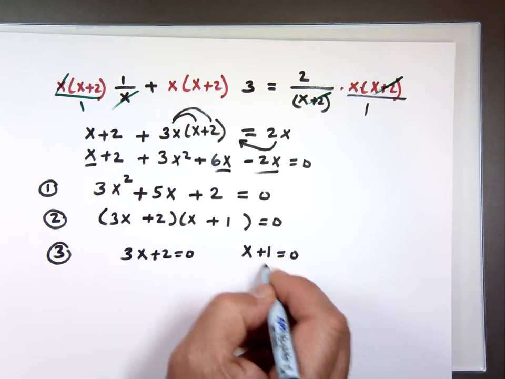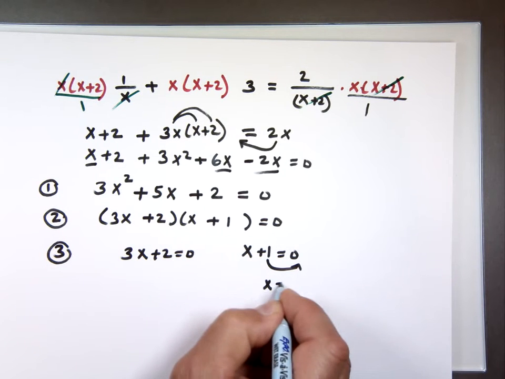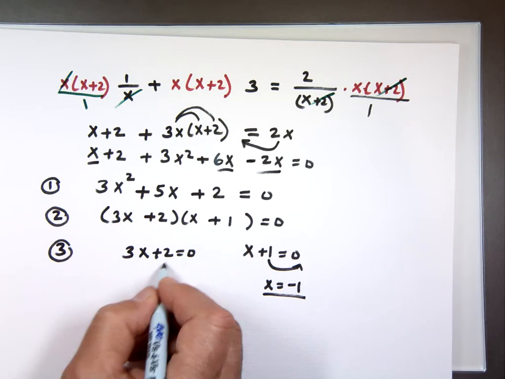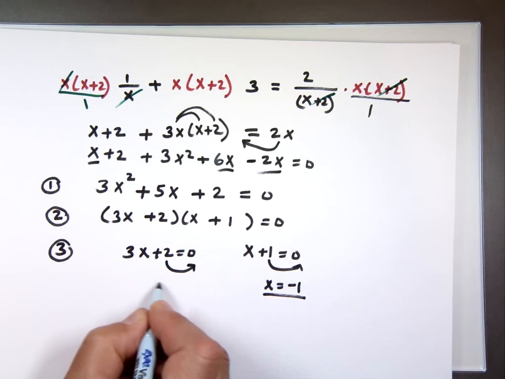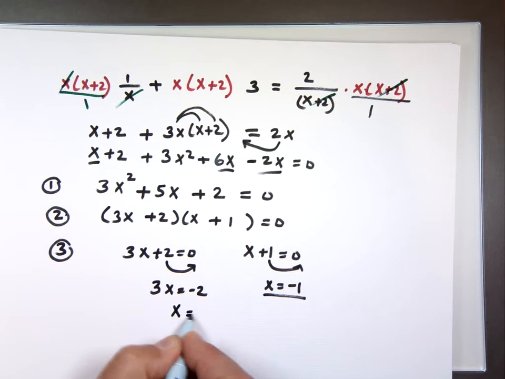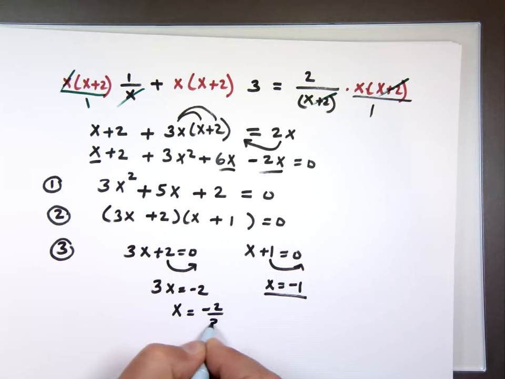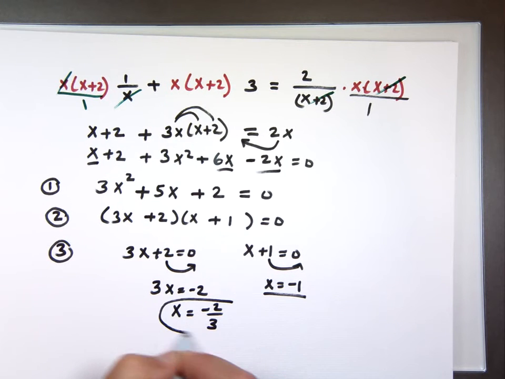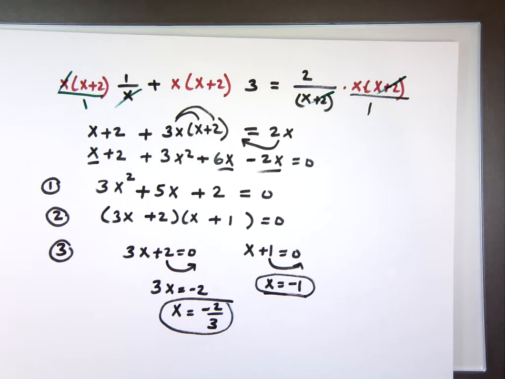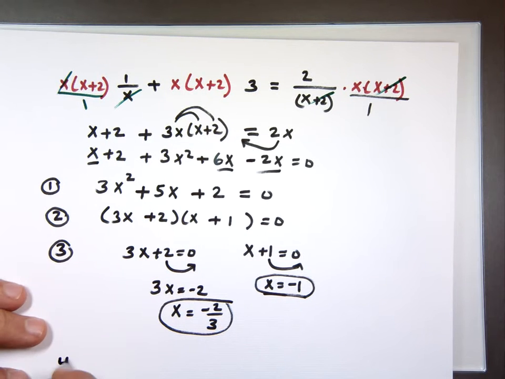Take the 1 there, becomes x equals what? Negative 1. Take the 2 there, you'll have 3x equals negative 2, x equals negative 2/3. There are the 2 answers. And step number 4, check your answer.